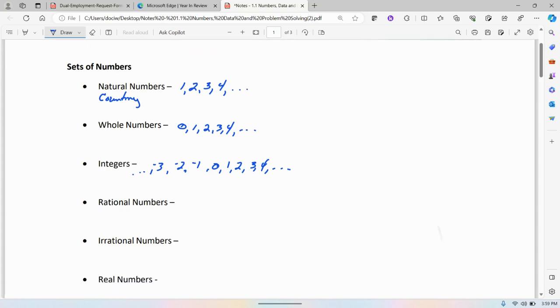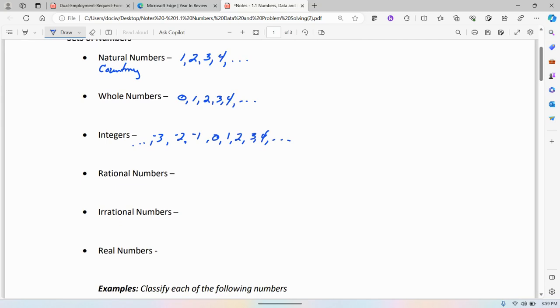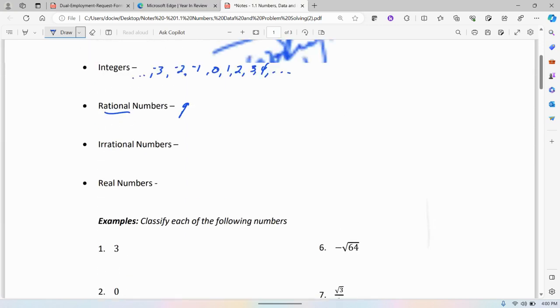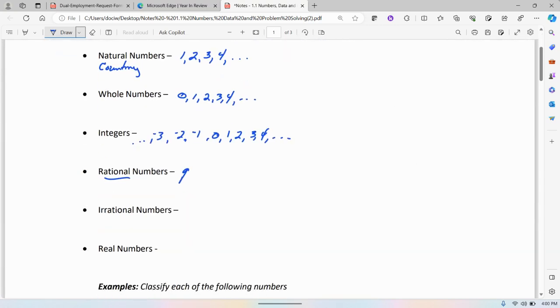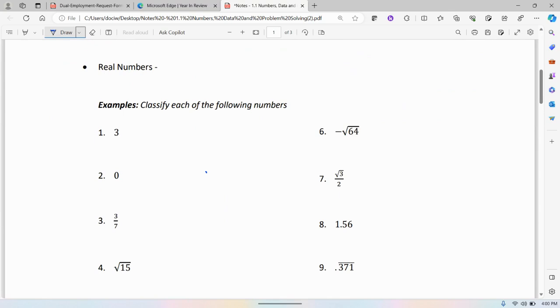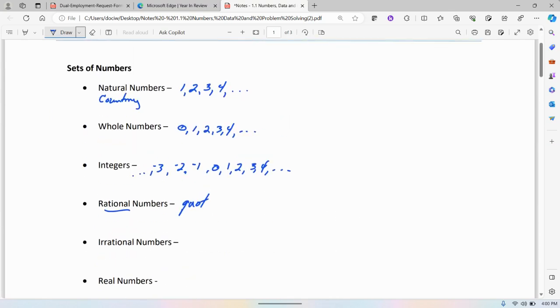The set of rational numbers is now the first time that we're going to introduce fractions. And a lot of people say that rational numbers includes fractions. Rational numbers, however, is things that are a quotient of two integers. Rational numbers is numbers that can be expressed as a quotient of two integers.